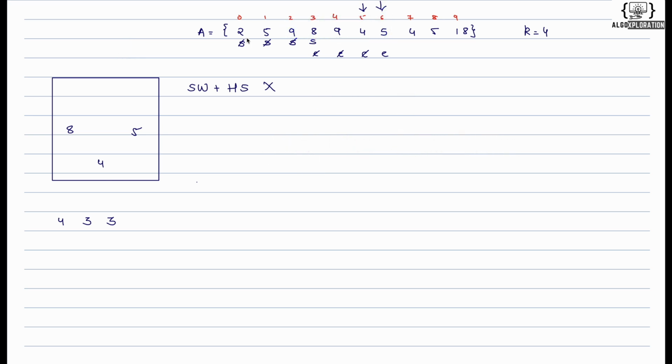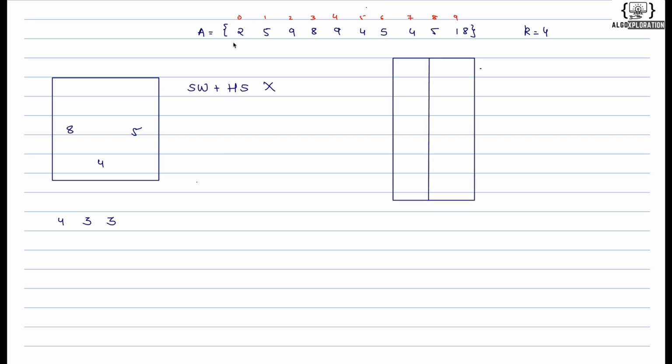Okay, so let's see how we can solve this problem using the sliding window and hash map. S will be here, E will be here. Since this is the first window, I will be inserting all the elements into the hash map. So the frequency of 2 is 1, for 5 it is 1, for 9 it is 1, for 8 it is also 1. What will be the size of this hash map? It will be 4 because 4 elements are present.